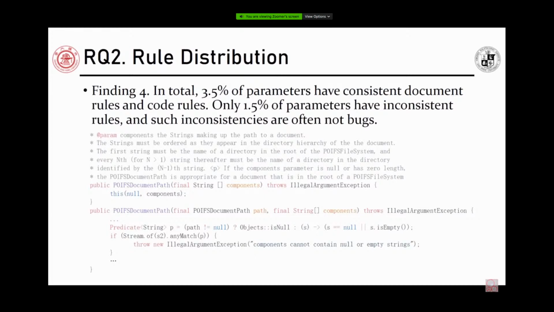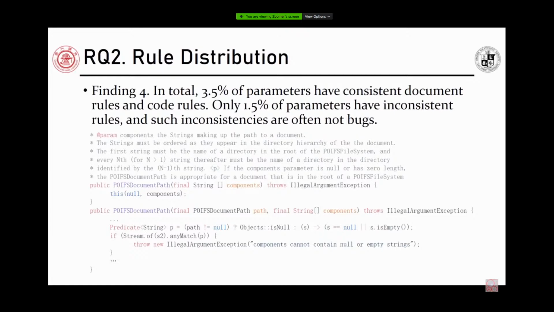For those overlaps, we found that 3.5% of parameters have inconsistent document and code rules. Only 1.5% of parameter rules have inconsistent parameter rules. We notice that even if parameter rules are inconsistent, they are not necessarily bugs.